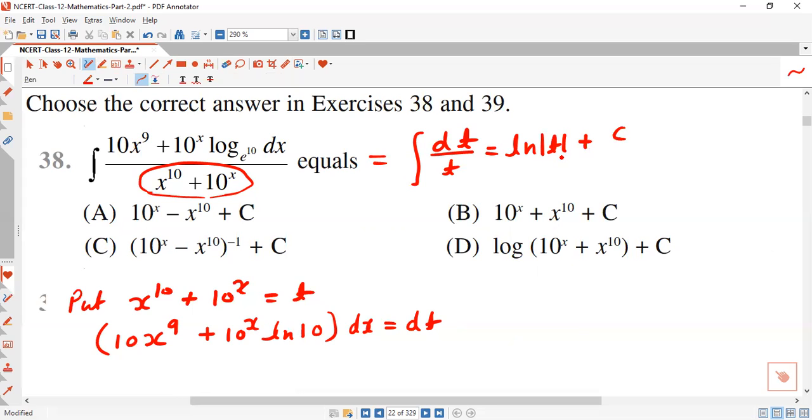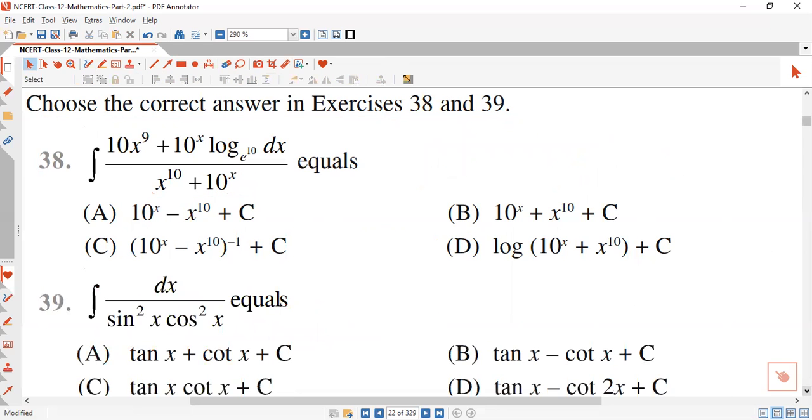And what is the value of t? Log of 10 raised to x plus x raised to 10, plus some constant c. So this D part is the right answer for this question.